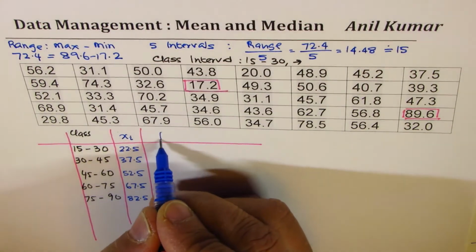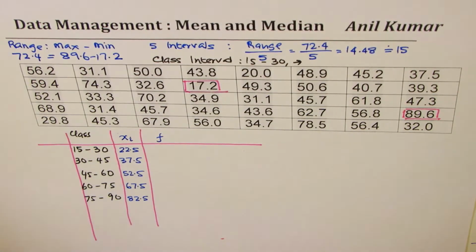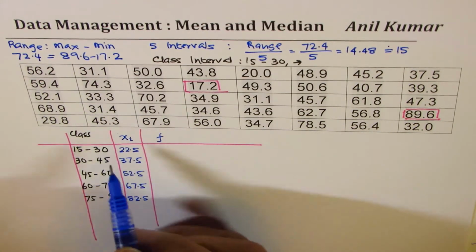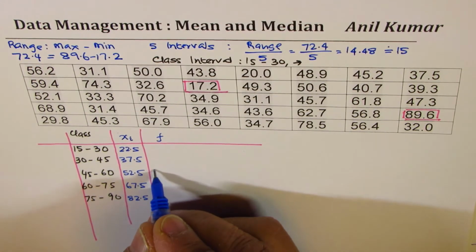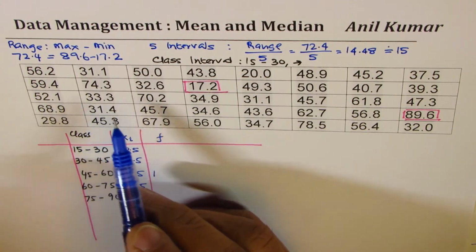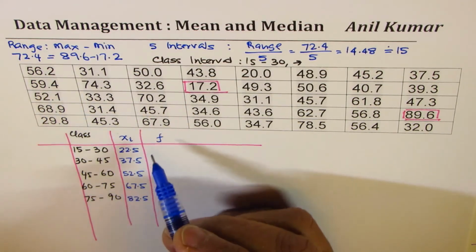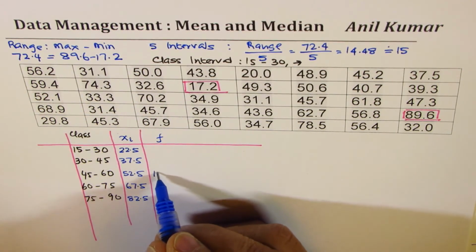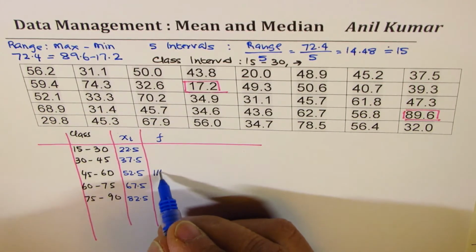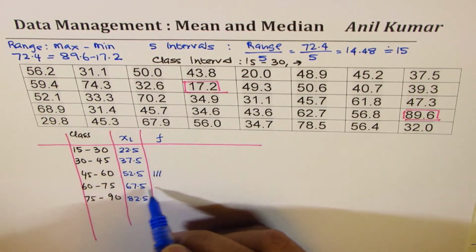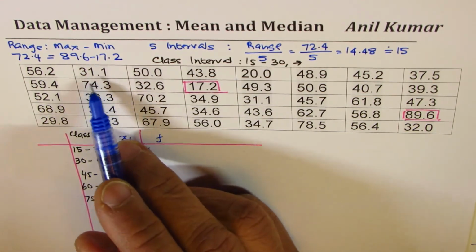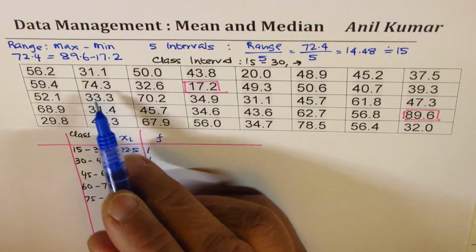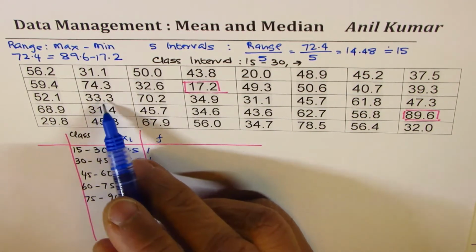Now we'll find the frequency from this data. So that's an additional exercise. 56.2 is in which group? So 56.2 is in this group, right? So we can mark. So this time we'll go like this. 59.4 is also here. 52, 50s are all here. 68, then we are in this place. 29 will be less than 30. 31 will be greater than 30. 74 comes in this group.